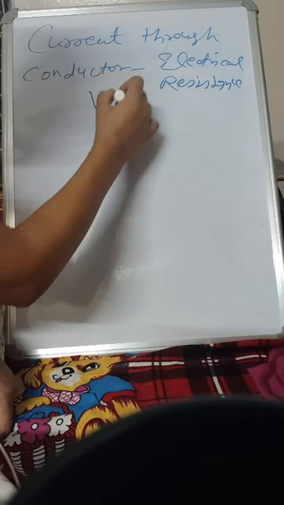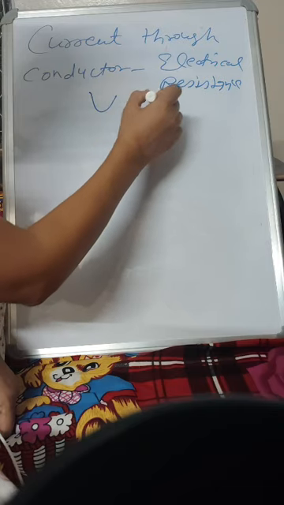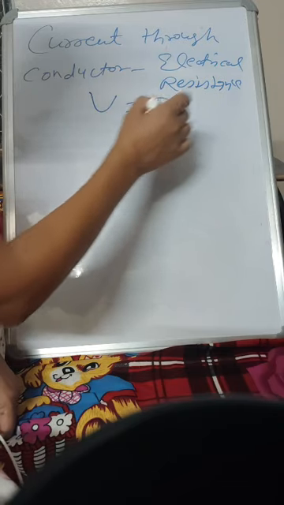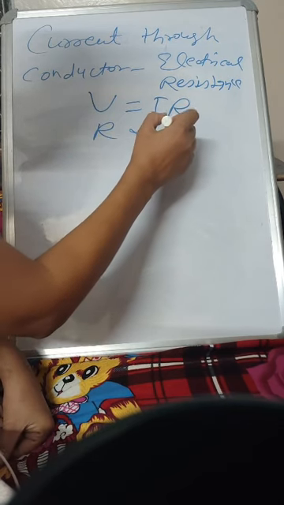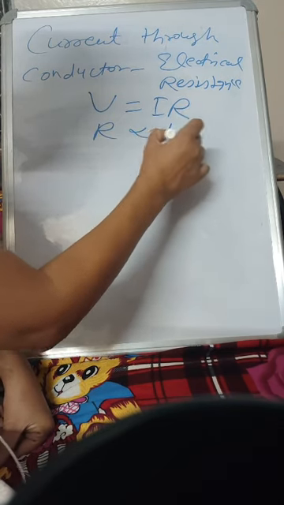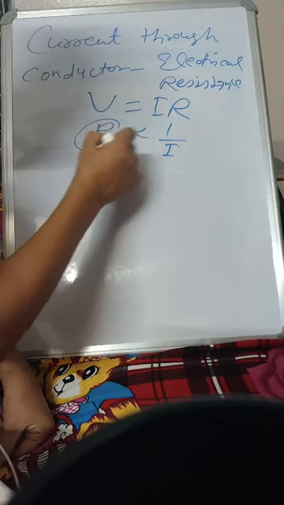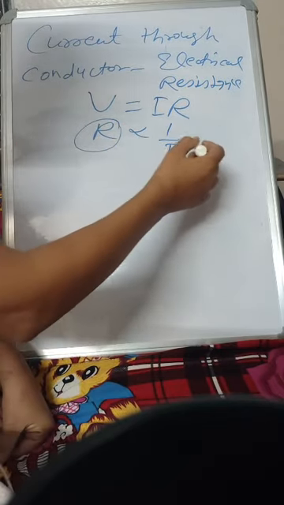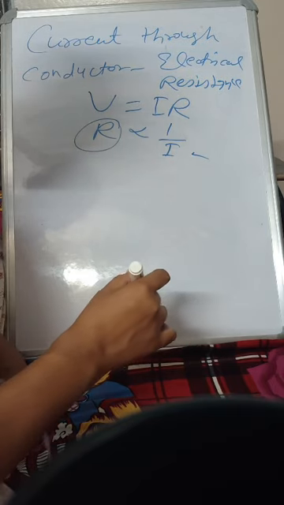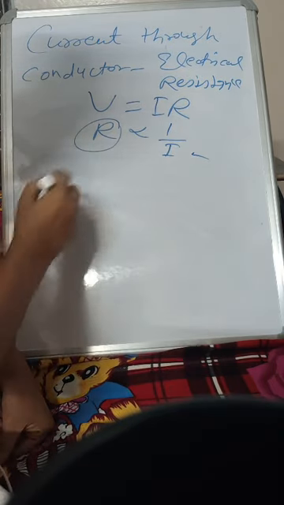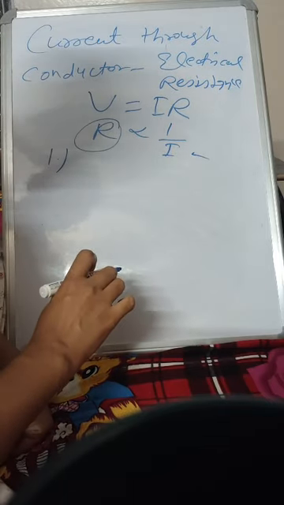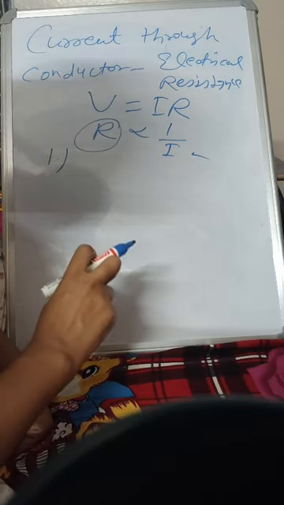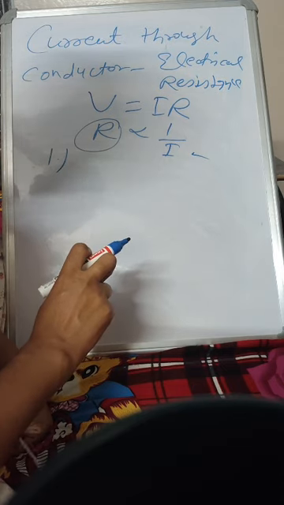From Ohm's law, we know that potential difference is equal to current into resistance. So this resistance is inversely proportional to I. If we have higher resistance inside a material, there will be less current. This resistance depends upon a number of factors: the length of the conductor, the nature of the material, and also the temperature of the conductor.